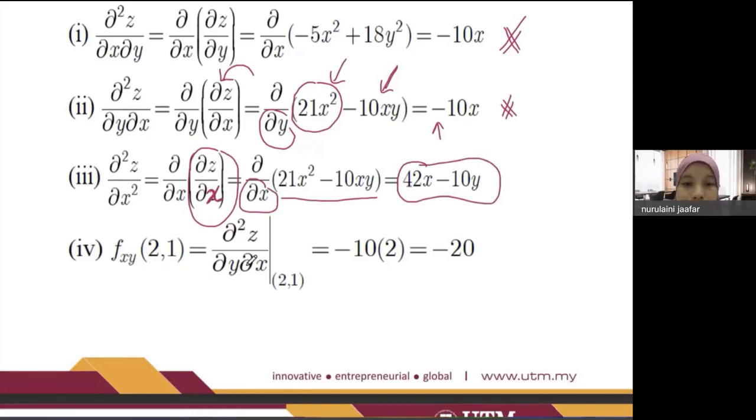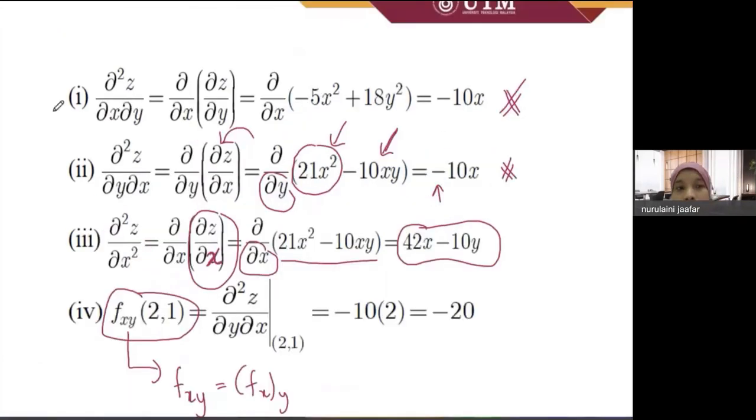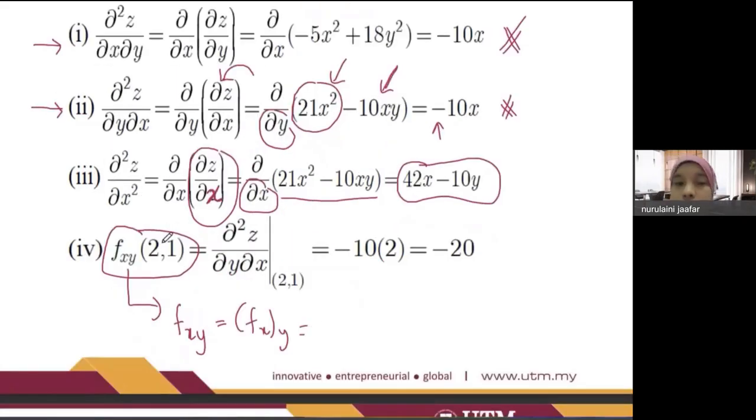Next question. Find fxy at 1. You have to be careful, class. The question asks you to find fxy, so this one is actually fxy. Differentiate x first and then y. Is it 1 Roman or 2 Roman? It is 2, right? So negative 10x. x is 2, so we get negative 20.